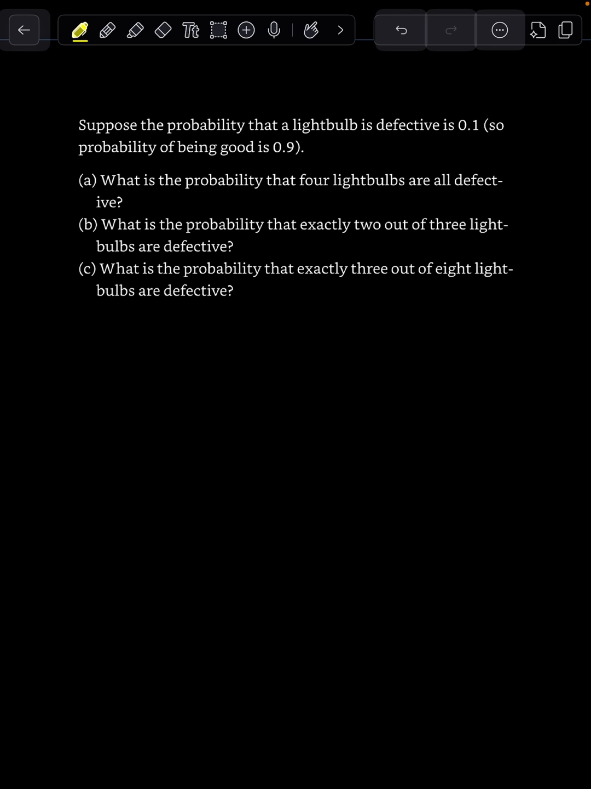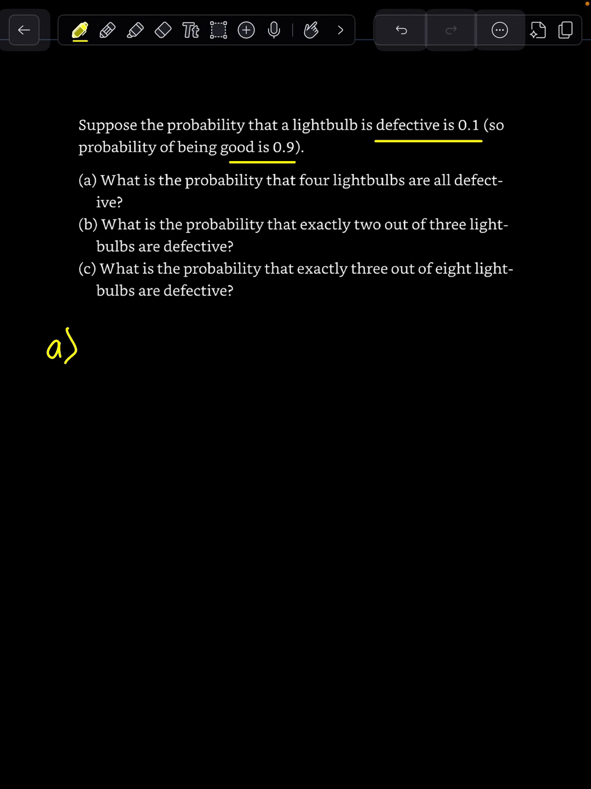So I have these light bulbs. It appears that 10% of the light bulbs are defective and 90% of the light bulbs are fine. And on question A, what is the probability that 4 light bulbs are all defective?